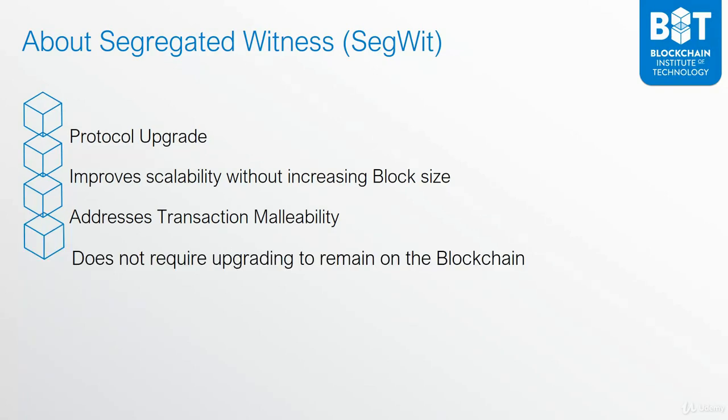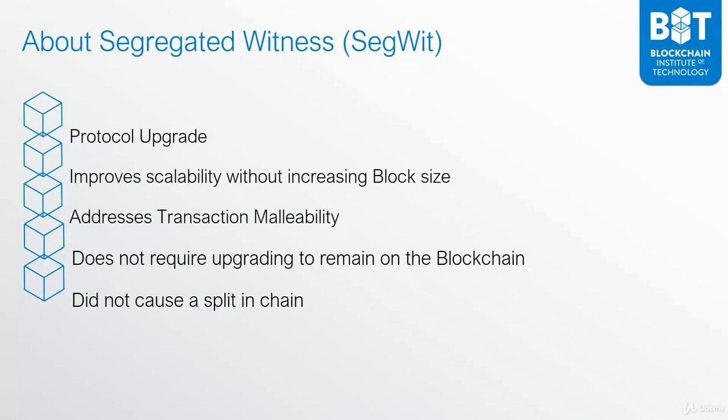The soft fork that was presented for segregated witness does not require upgrading to remain on the blockchain. What that means is that miners that have not upgraded to segregated witness can still remain on the blockchain. They won't have access to all the functionality that segregated witness can provide and also being able to participate in segregated witness transactions. However, they would still be able to validate blocks that do not include segregated witness information in them. As a result of the soft fork, segregated witness did not cause a split in the chain.